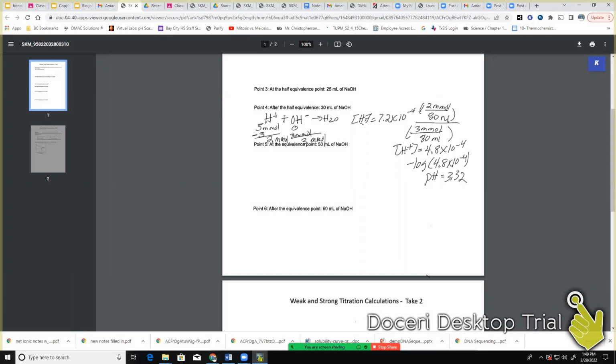Then we go to our equivalence point. So at our equivalence point, our H+ should be equal to our hydroxide, which is going to be equal to our salt, which in this case, our salt's going to be our F-. All right, I'm going to get rid of some of this over here. Give myself a little bit more room to work.